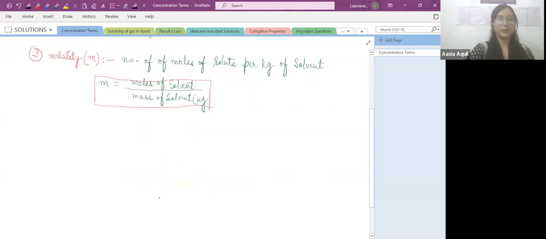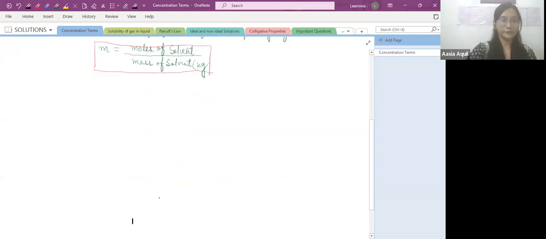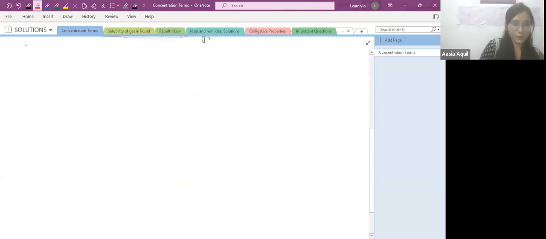Next, we will talk about the third one, which is your mass percent, which is W by W, right? So, what is mass percent? Mass of the solute divided by mass of the solution into 100.